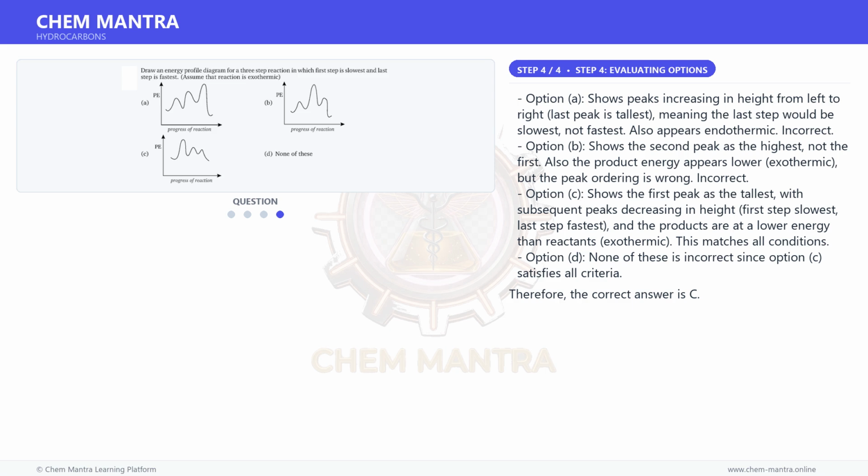Incorrect. Option C shows the first peak as the tallest, with subsequent peaks decreasing in height: first step slowest, last step fastest, and the products are at a lower energy than reactants, exothermic. This matches all conditions. Option D, none of these, is incorrect since option C satisfies all criteria.